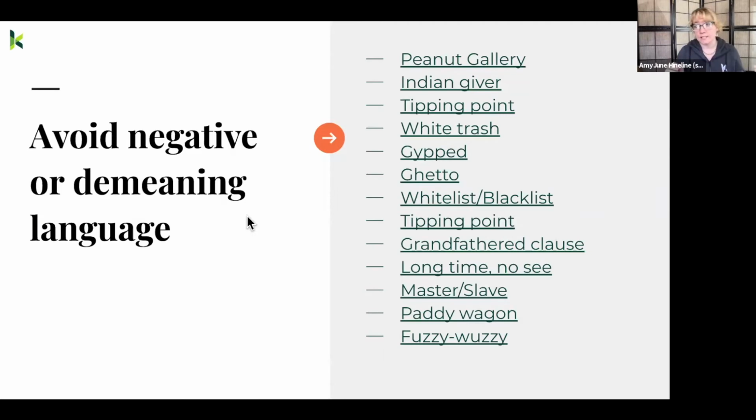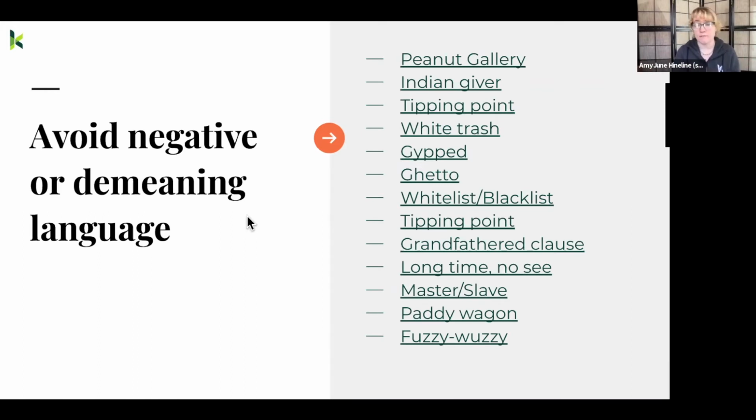Then here's another list, and when Allison shares the slide decks, these are links with some pretty good resources about where these phrases came from, where they originate, and how they can be harmful. So again, I'm just going to give a couple of examples, but using the word colored when describing people, we don't do that anymore. Let's use people of color because it's a more widely accepted umbrella term that includes any non-white person.